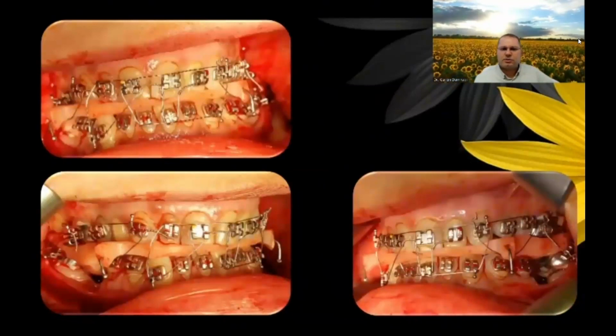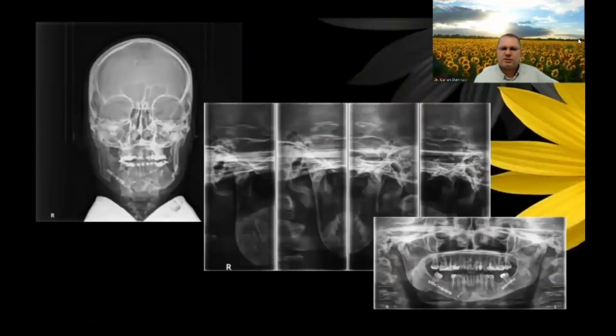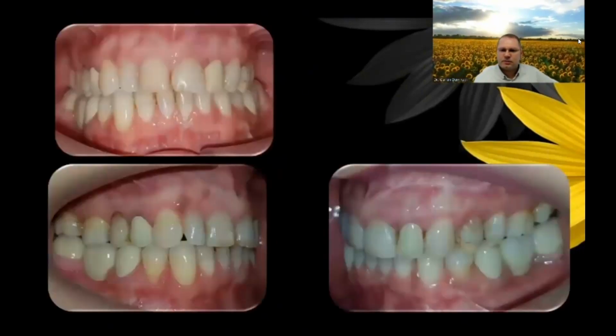Then orthodontic treatment was done after the BSSO. This is during the orthodontic treatment, correcting it, and this is the situation. As you can see, the situation after the treatment, and the condylar improvements are very visible. This is then after the orthodontic treatment.